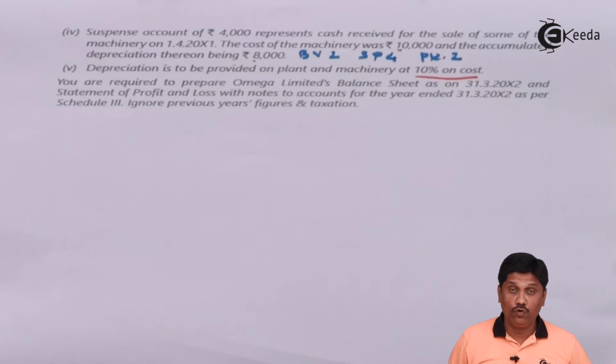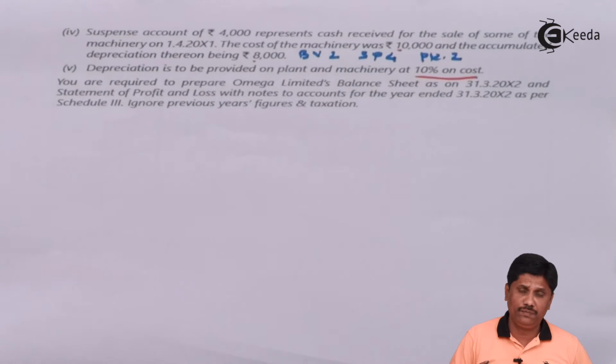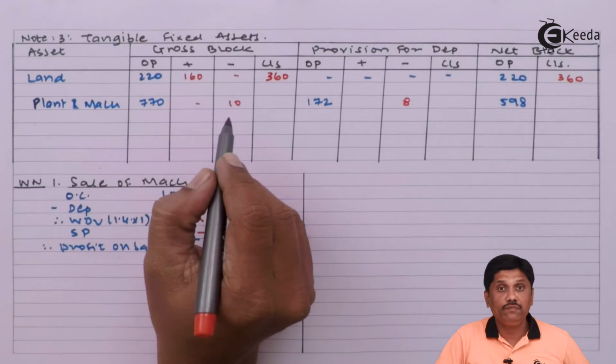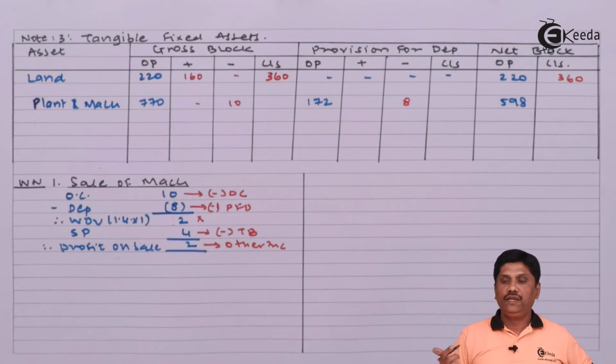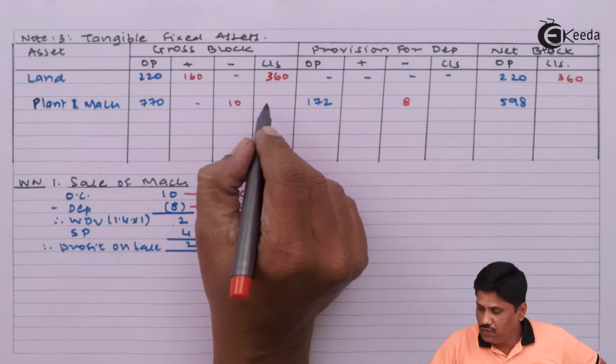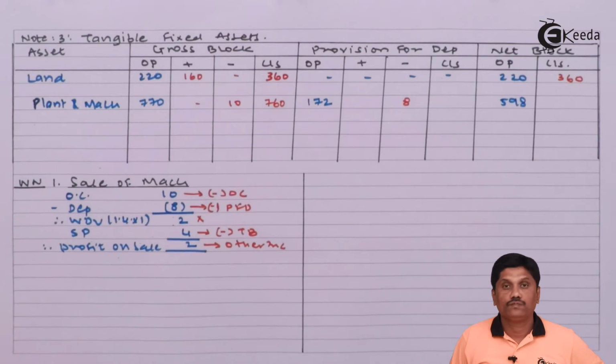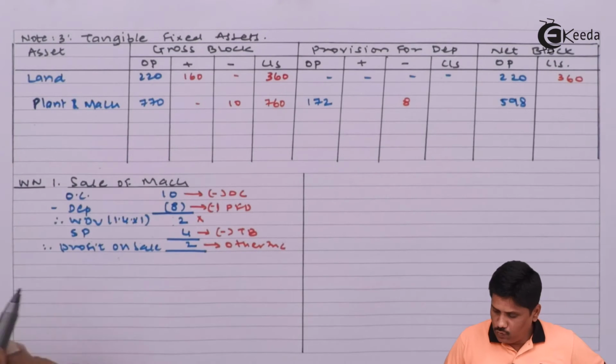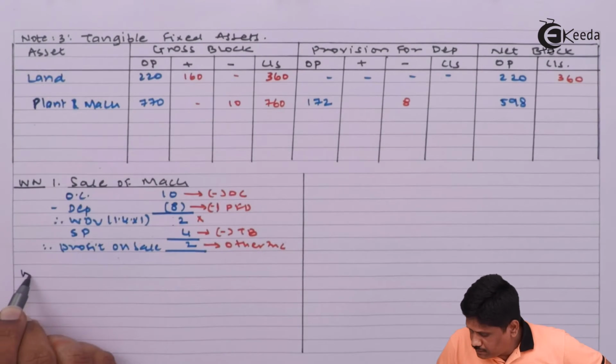So we need to find out what my remaining cost is, because the machinery which was sold was sold on 1st April. So whatever is the remaining machinery, it is there for you throughout the year. My remaining machinery will be, repeat, 760 original cost. On that I need to provide a depreciation at the rate of 10%. Working note number 2 I am preparing.